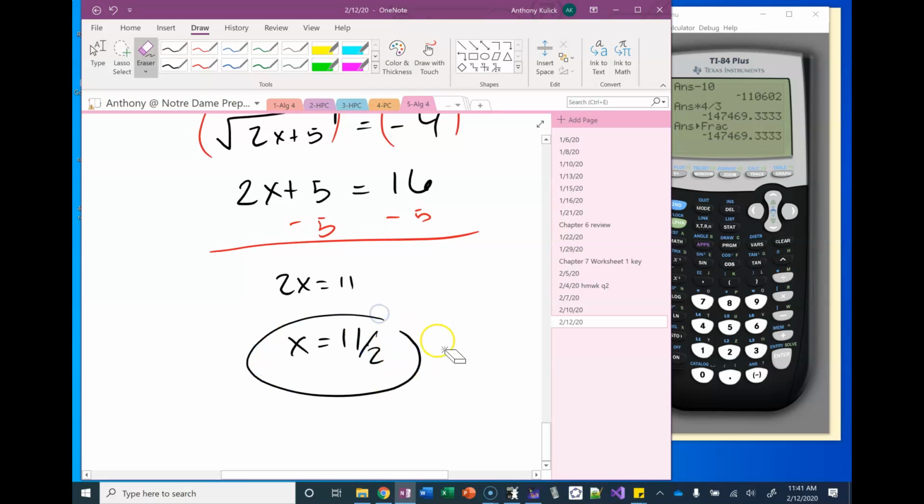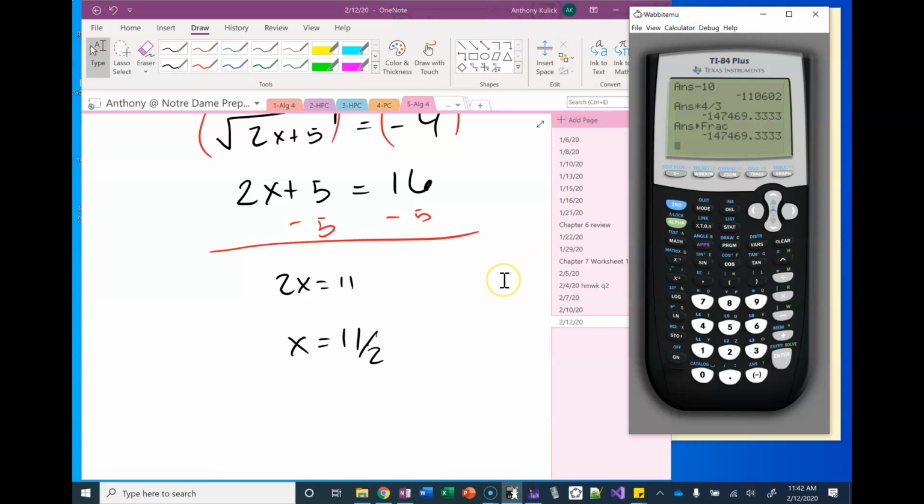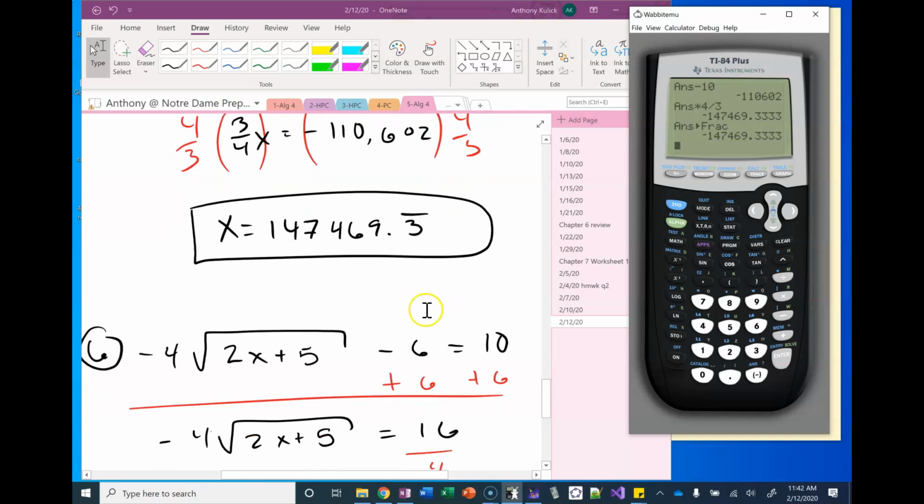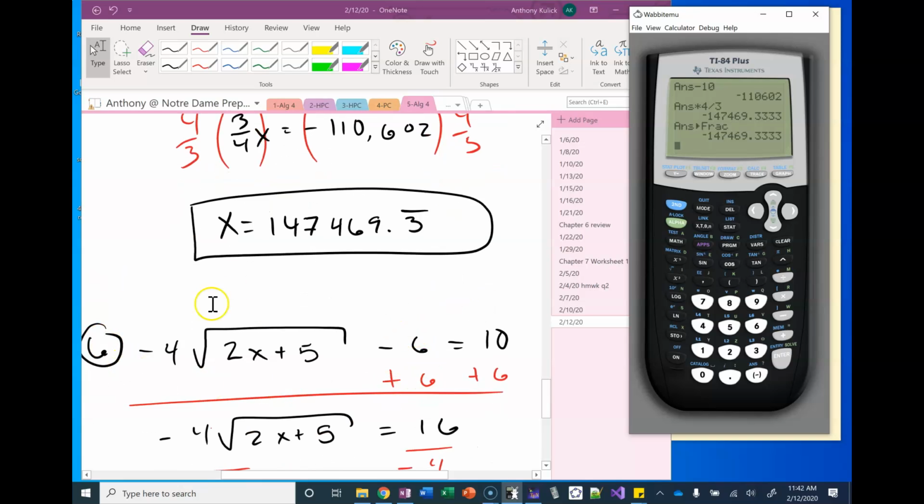So I get x equals 11 over 2. But I still need to check this. So to check this, I'm going to go back to the original problem, plug 11 over 2 in for x and see if the left-hand side gives me 10, right? So let's see what happens.